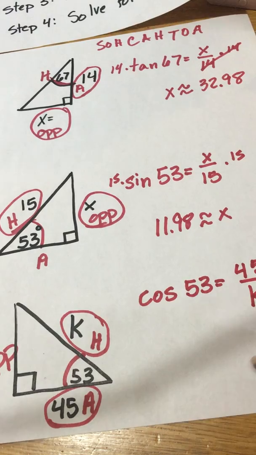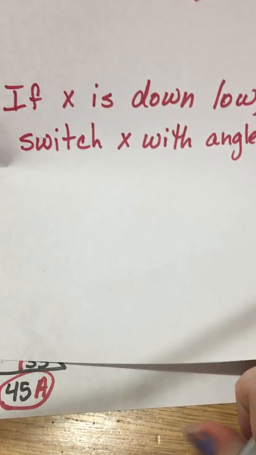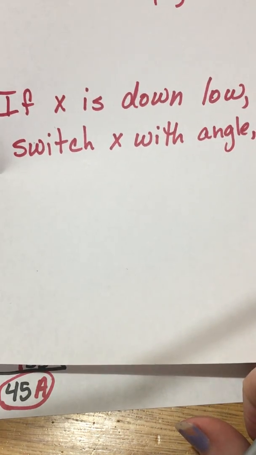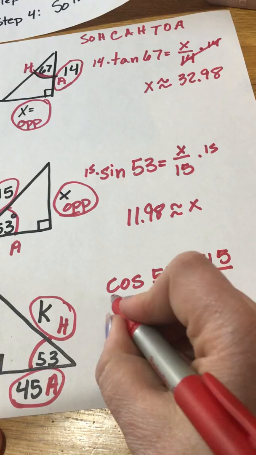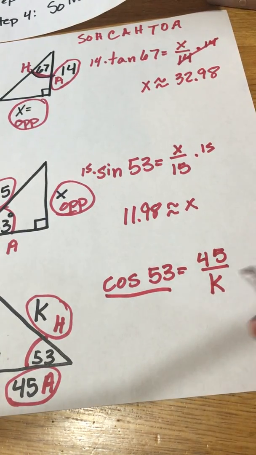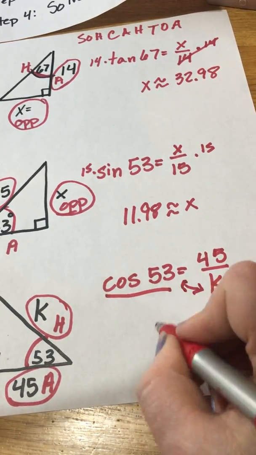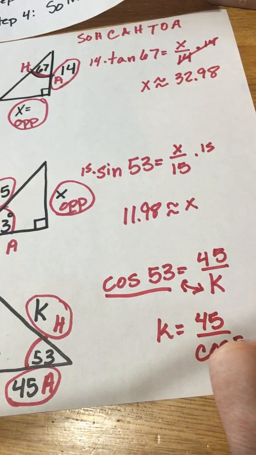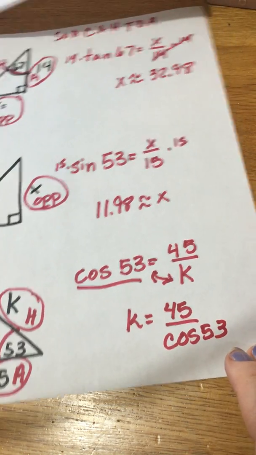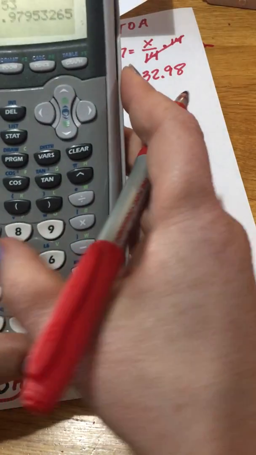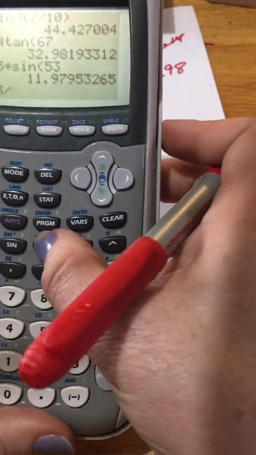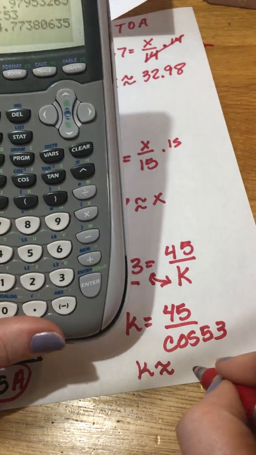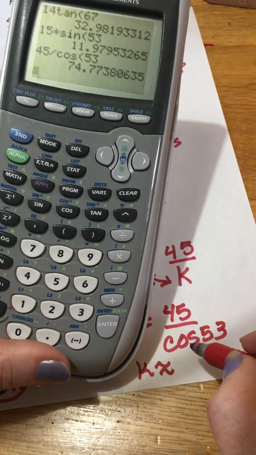Now, what we say here is, if X is down low, switch X with the angle. So what does that mean? The angle is this entire thing with cosine. So you flip-flop these two, so it reads K equals 45 over cosine 53. So when you type that in your calculator, you're typing it as a division: 45 divided by cosine 53. And I get about 74.77.